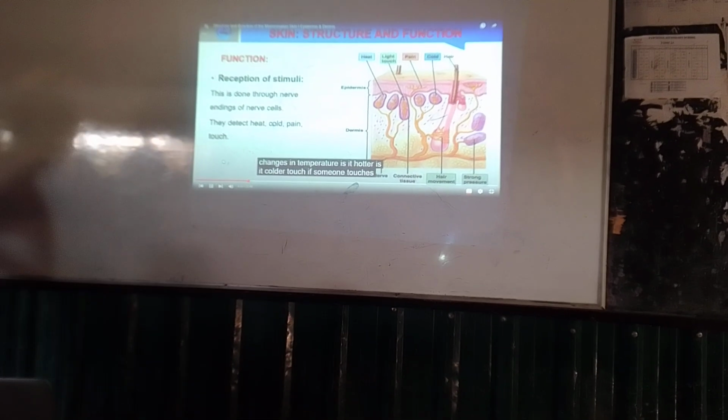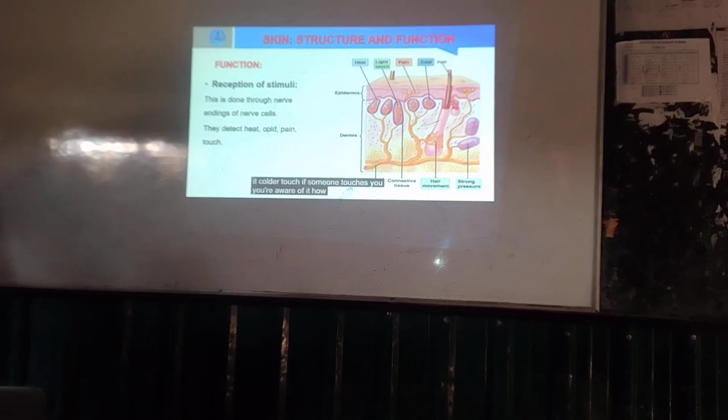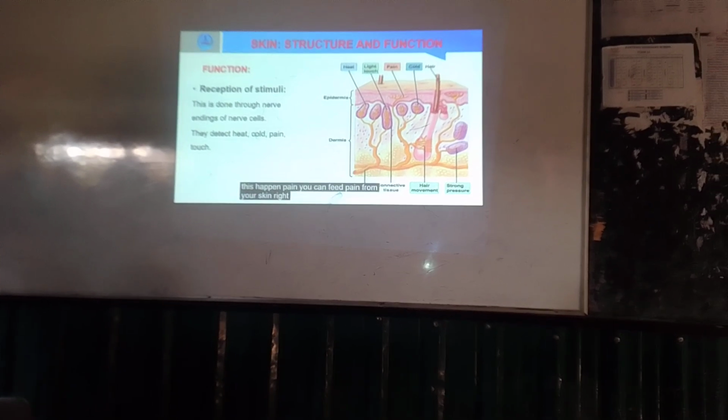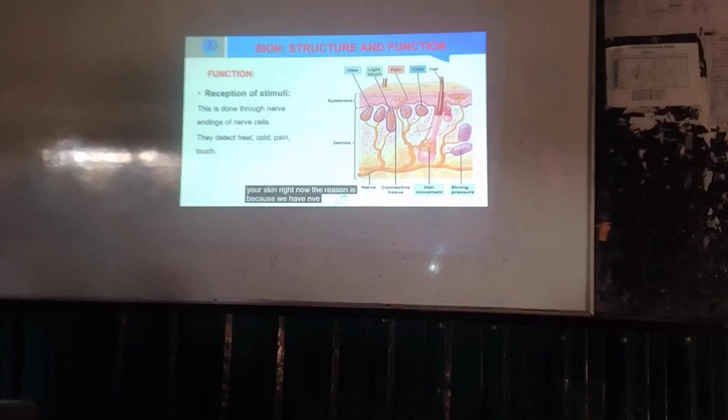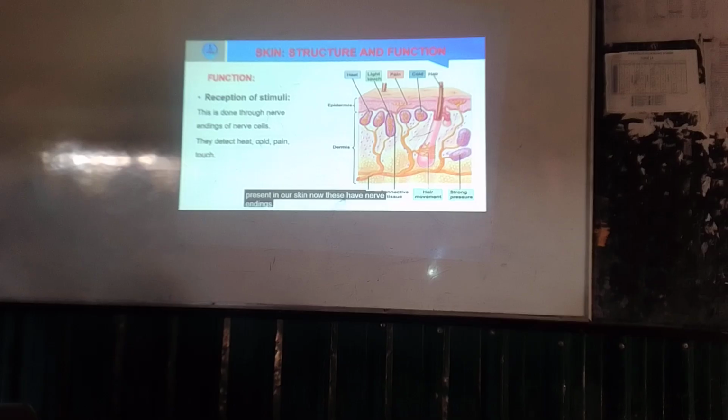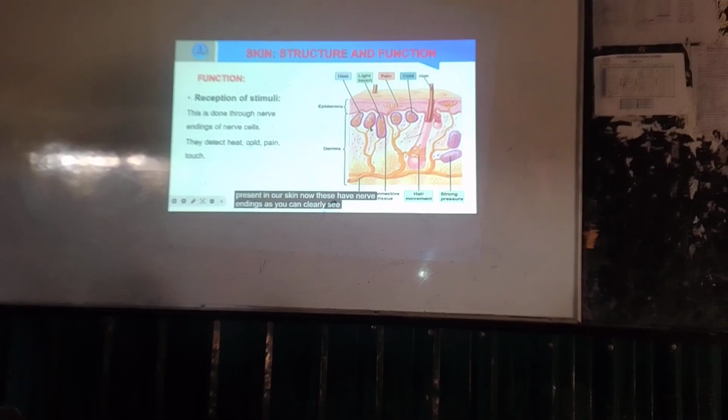Touch. If someone touches you, you're aware of it. How does this happen? Pain. You can feel pain from your skin, right? Now the reason is because we have nerve cells that are present in our skin. Now these have nerve endings, as you can clearly see this.